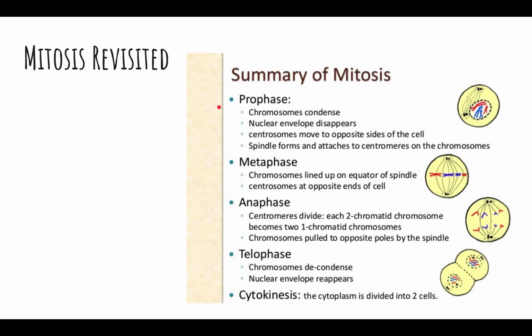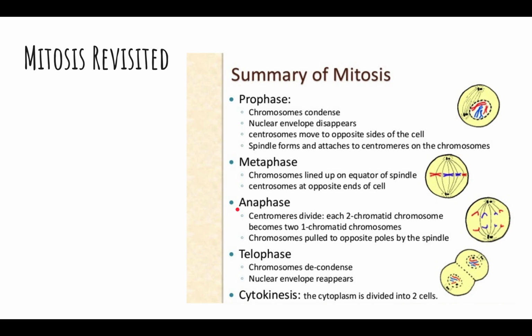If you remember, first phase of mitosis is prophase, and the chromosomes form in this phase. Then the nuclear envelope or membrane disappears. Sometimes you see centrosome instead of a centriole. It's just another name for a centriole. They move to opposite sides of the cell. The spindles form and attach to the centromeres on the chromosomes, and they're getting ready to start to separate. Then metaphase is when the chromosomes all line up down the middle. The centrioles or centrosomes are at the opposite ends, and they're starting to get ready to separate again.